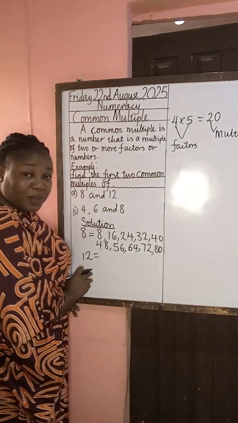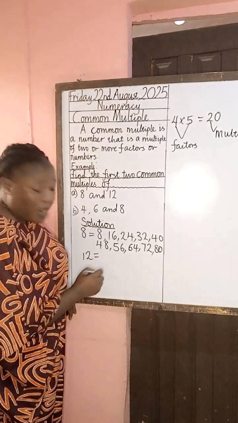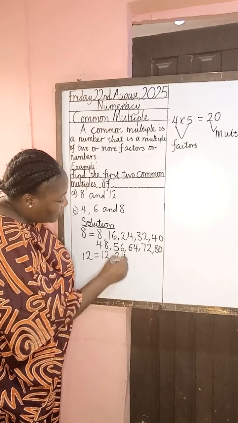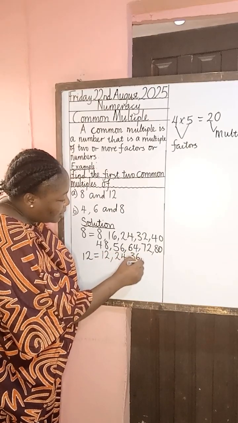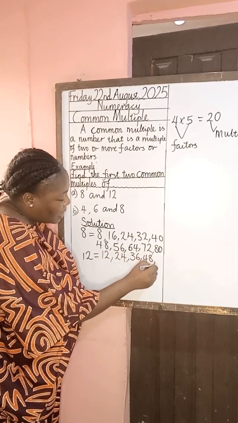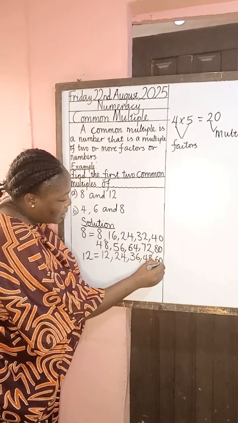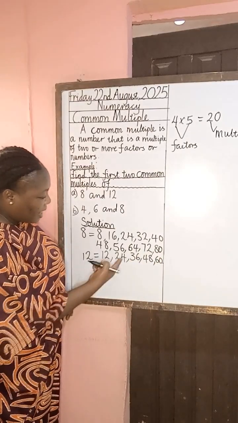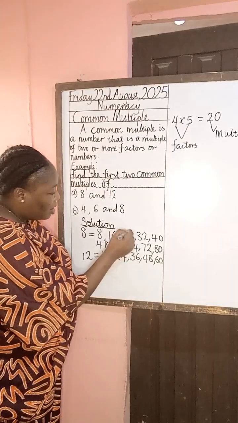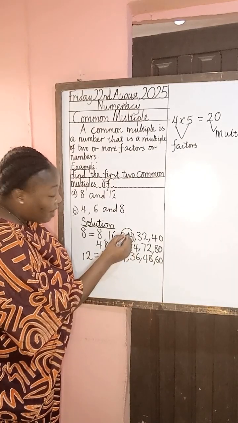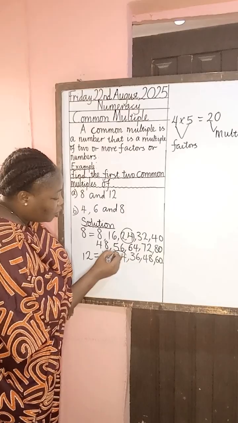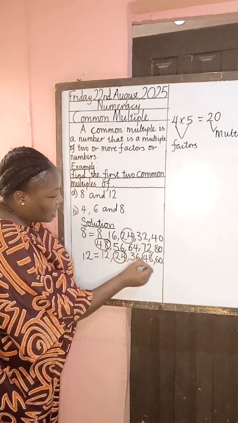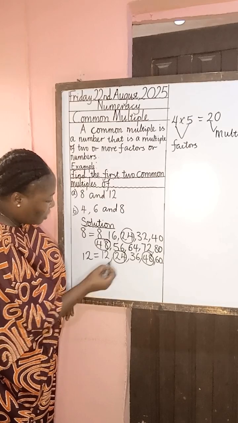So now let's write for 12. For 12 we have 12, 24, 36, 48, 60. Since I have 24 here, I have 24 here, and I have 48 here, and I have 48 here, these are my first two common multiples.